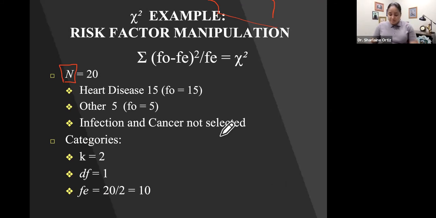Now, generally speaking, let's look at the category of heart disease. Notice that for heart disease, about 15 of the participants had a frequency observed. We observed that about 15 out of these 20 participants had an increased risk for heart disease, and the other 5, out of my 20, had a risk factor for other.